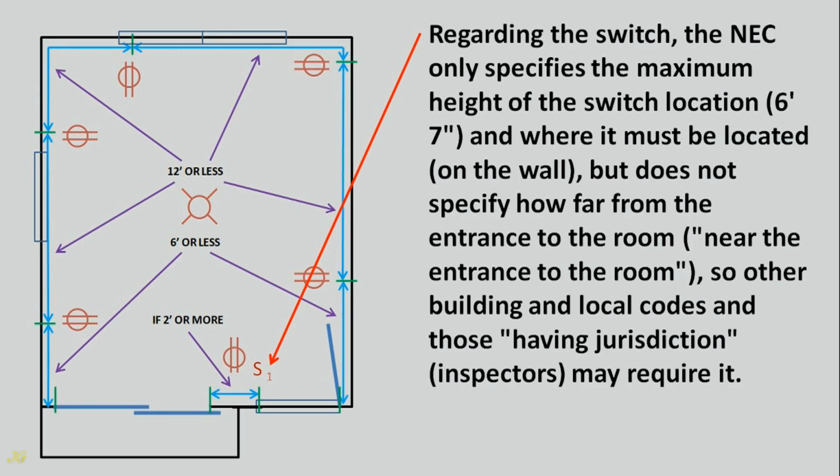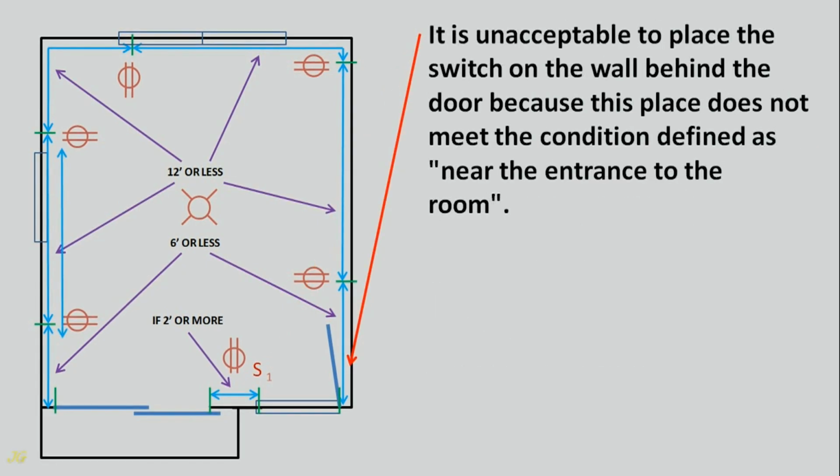Regarding the switch, the NEC only specifies the maximum height of the switch location, 6 feet 7 inches, and that it must be located on the wall. It does not specify how far from the entrance to the room, "near the entrance to the room," so other building and local codes, and those having jurisdiction, inspectors, may require it. It is unacceptable to place the switch on the wall behind the door because this place does not meet the condition defined as near the entrance to the room.